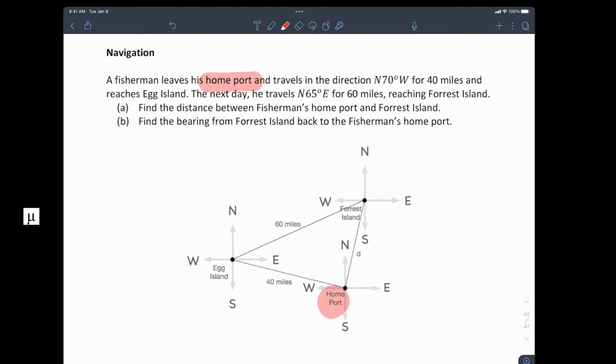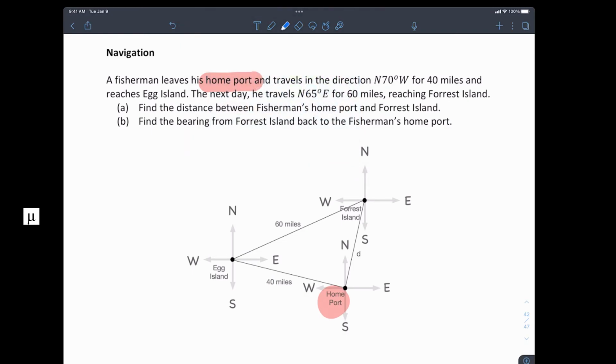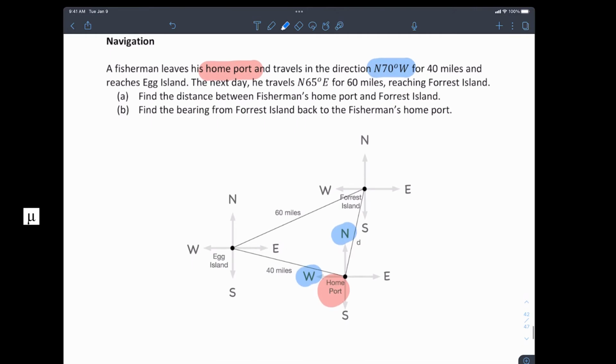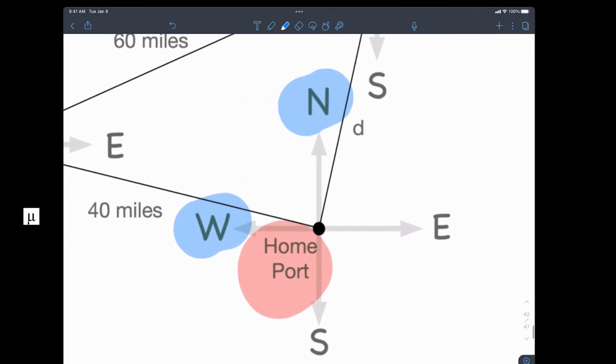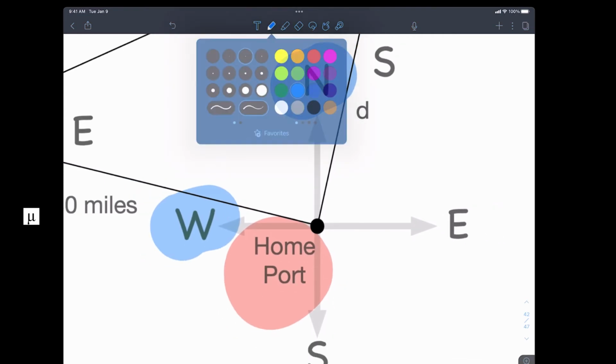All right, there's the home port. And what happened? You traveled in the direction of what? North, 70 degrees west. Here's northwest. And then where do I put the 70 degrees? Do you guys know? It goes where? Right in here.